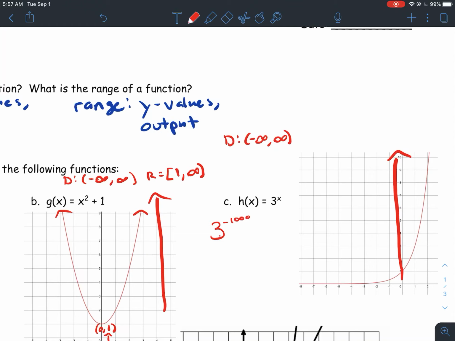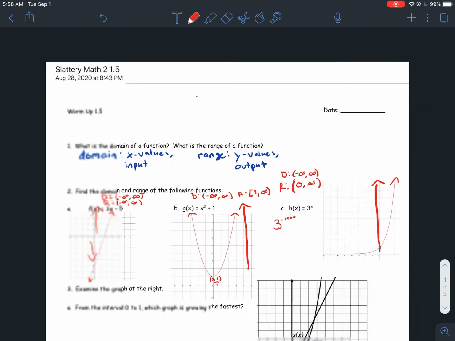So, for the range, we're going to use an open bracket on 0, and it's going to go off into positive infinity because this positive side goes off into positive infinity. Now, the reason it's an open bracket is because there's an asymptote there at 0, and the function never actually touches 0.